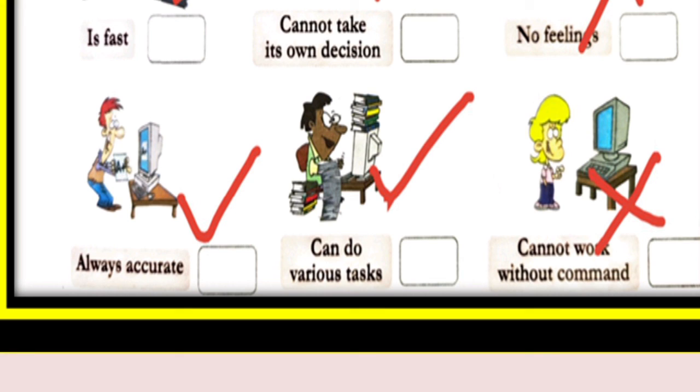Last one, cannot work without command. Yes, this is the weakness of computer, because computer cannot work without command. Computer will never work without command. You have to give instructions. You have to type on the computer. Whatever result you need, you will type on the computer. Computer cannot work without command.